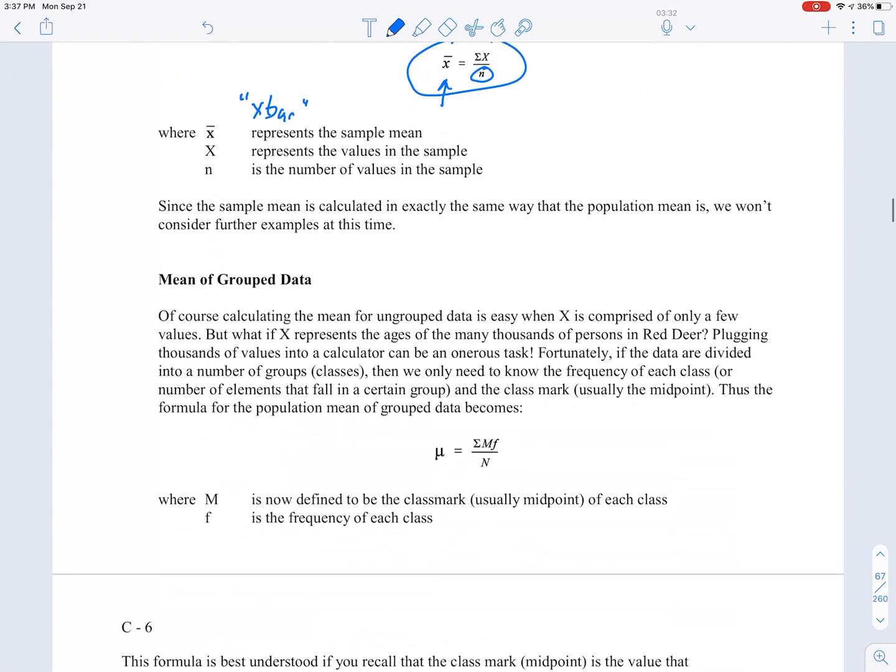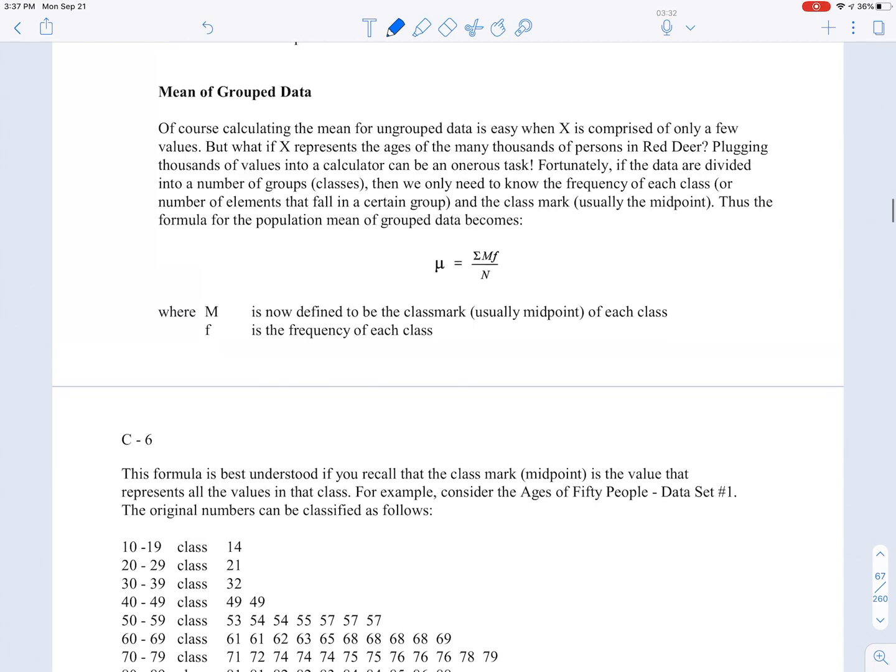So we'll go back here and say for the mean of grouped data, the formula that we'll use is the mean is equal to the sum of the MFs divided by N. So the X's for the ungrouped data are the actual numbers, the actual ages of the people here. But when they're grouped together, what we end up with is class marks, usually the midpoint of classes, and then the frequency, how many are in each class.